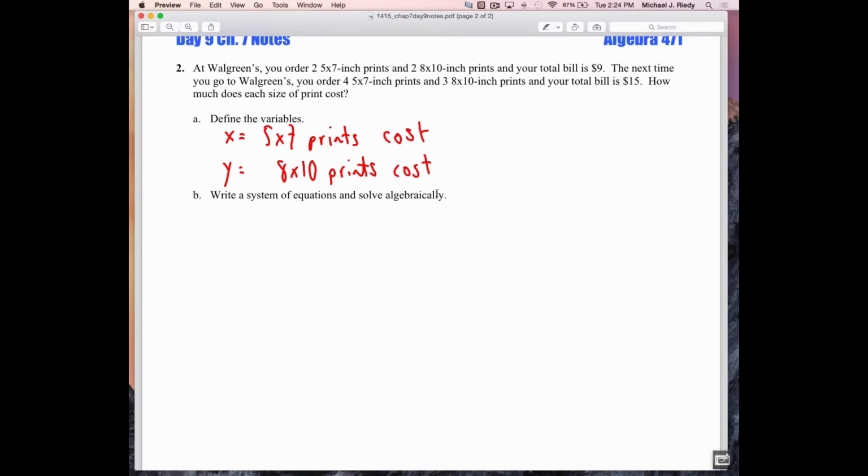I need two equations. What two equations will I use? Patrick, go ahead. 2x plus 2y is equal to 9. So without looking up here, this means you bought two 5x7 prints, two 8x10 prints, and it cost $9. Right? Okay, keep going. What's the second equation? 4x plus 3y is equal to 15.